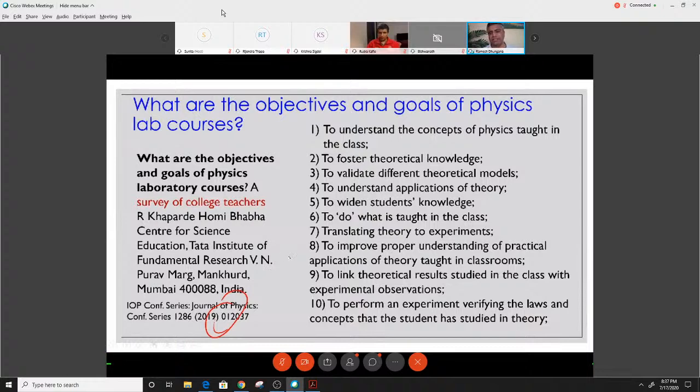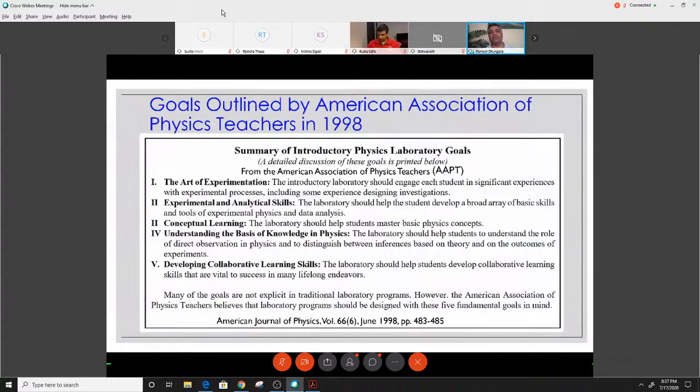So what this means is that there is no single agreement on what the goal should be. And of course, we are not just focusing on a single goal. There are some goals from the American Association of Physics Teachers, in short, AAPT.